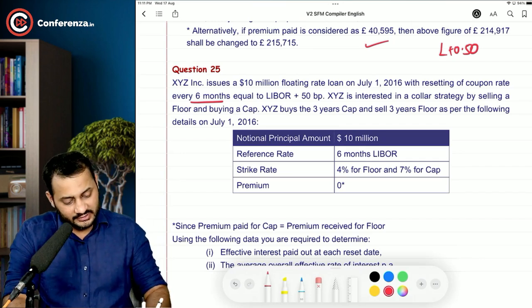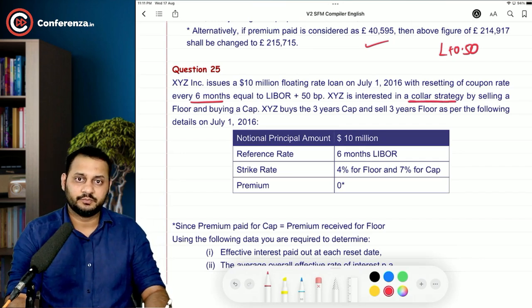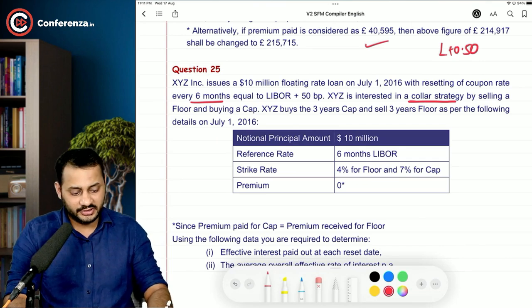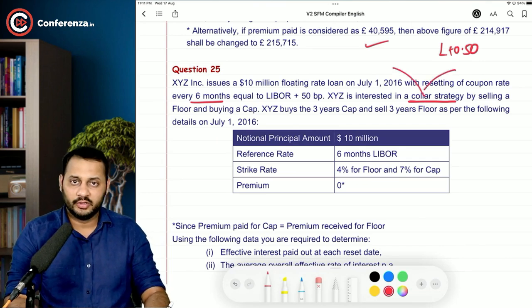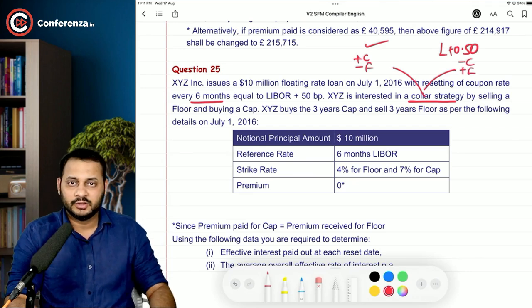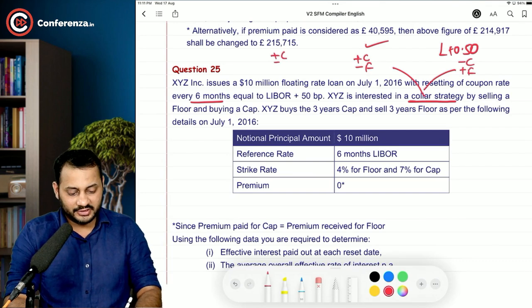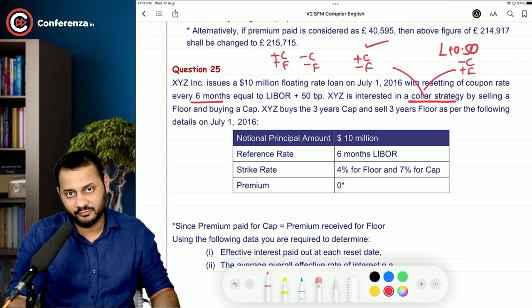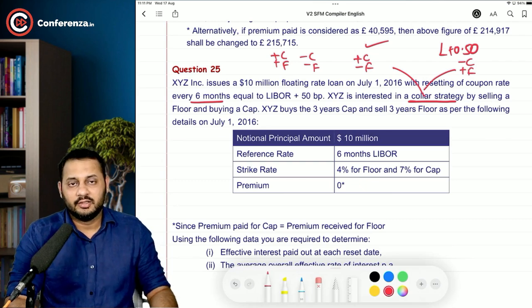Okay, XYZ is interested in a collar strategy. A collar strategy can only be created by 2 different options. You can buy cap, sell floor, or sell cap, buy floor. There cannot be a collar strategy of buy cap, buy floor, or sell cap, sell floor. Why? The question is why? A collar strategy doesn't mean just any combination of cap and floor.